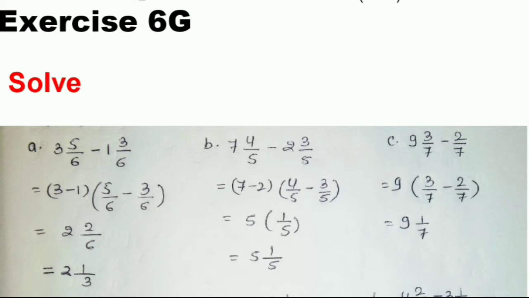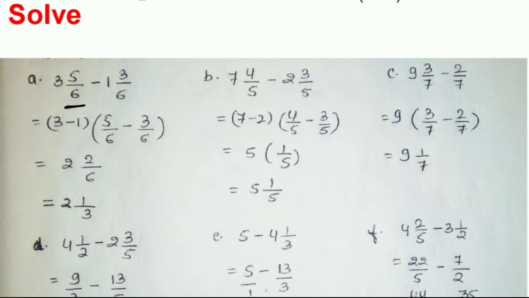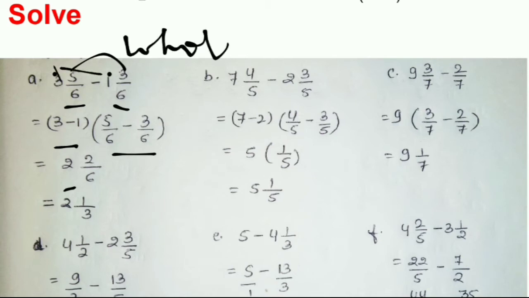Same thing we can do here. See, when we are having the same denominator, we can easily find it. So this 3 minus 1 is 2 and this 5 by 6 minus 3 by 6, because we are having the same denominator. So in this one we don't have to find LCM. 3 minus 1 is 2. So this 3 and 1 are the whole numbers. So whole numbers we can do together and the fractions we can do together.